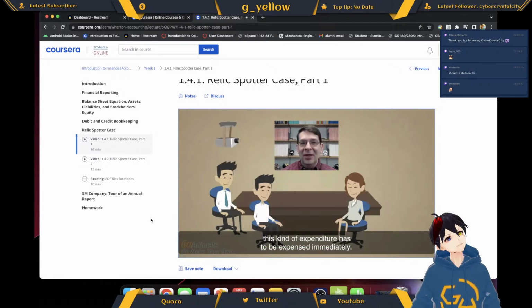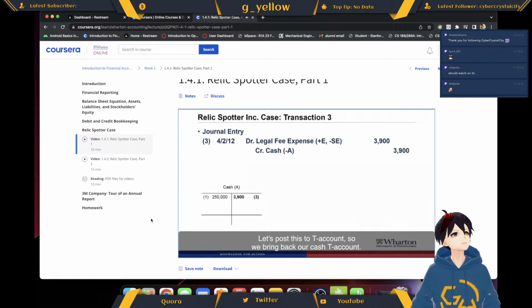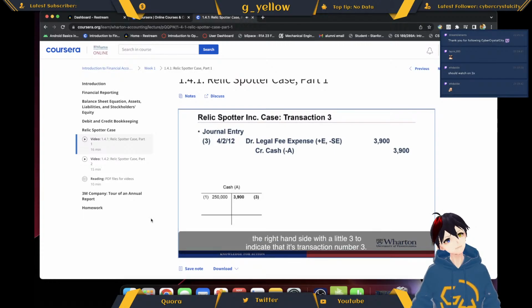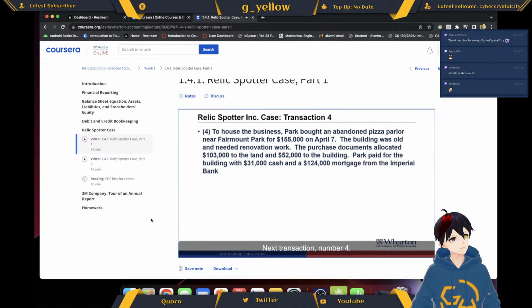has to be expensed immediately. Let's post this to T account. So we bring back our cash T account. We put $3,900 on the credit side or the right-hand side with a little 3 to indicate that it's transaction number 3. And we create a T account for legal fee expense with $3,900 on the debit side or the left side. Next transaction, number 4.